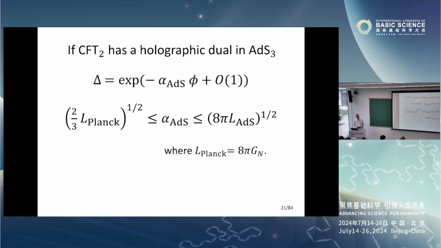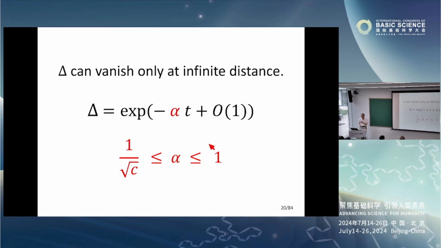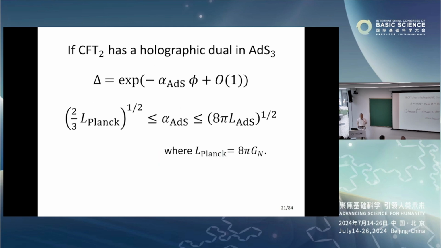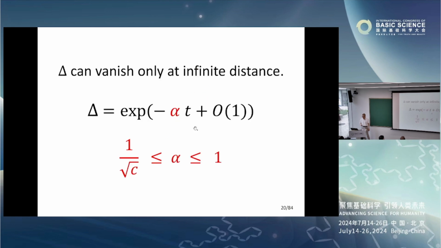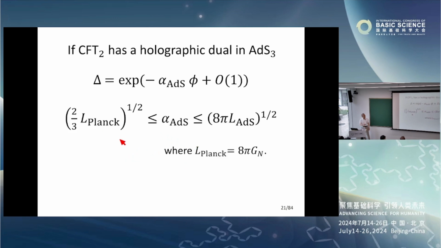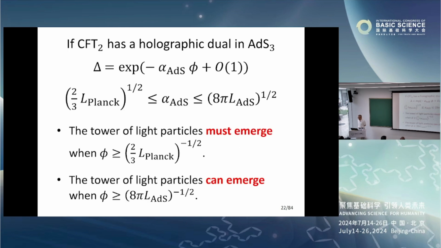Okay, so it's interesting to translate this result into the language of gravitational theory. By the way, we proved this statement regardless of whether the conformal field theory has a holographic gravitational dual. So this is a property of conformal field theory. However, some conformal field theories have a weakly coupled gravitational dual, and when they do, we can translate this into the language of gravitational theory. The upper and lower bounds of alpha can be translated into bounds between the Planck scale and the AdS radius scale.